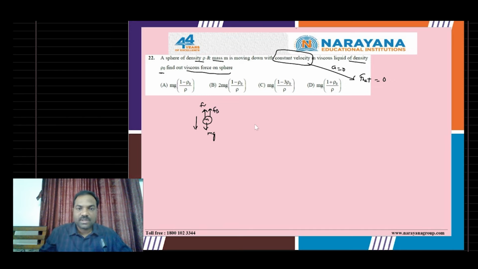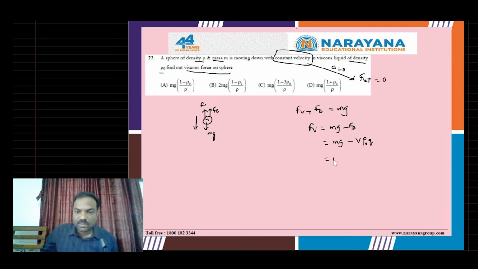As the constant velocity net force is 0, the viscous force plus the force of buoyancy will be equal to mg. Then the viscous force value is simply mg minus the force of buoyancy. So what can we write for the force of buoyancy? V into density of the liquid rho naught into g.